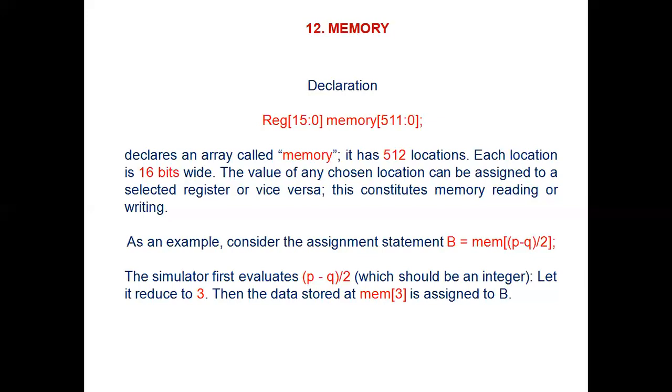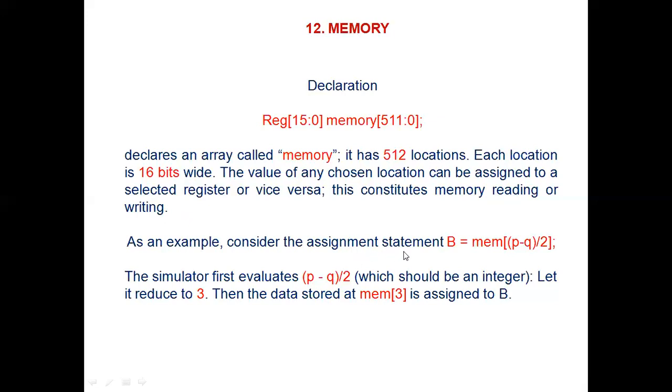So the value of any chosen location can be assigned to a selected register or vice versa. That means whatever value is available inside the register can be written into the memory by using a memory write operation. And whatever value is stored inside the memory can be read into the register, that is a memory read operation. So this constitutes memory reading or writing.